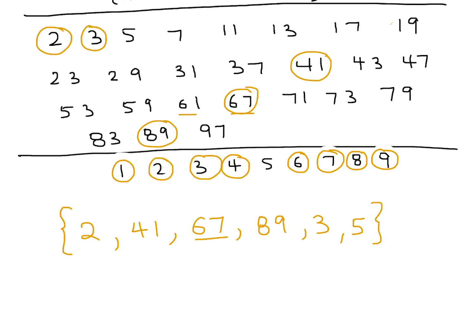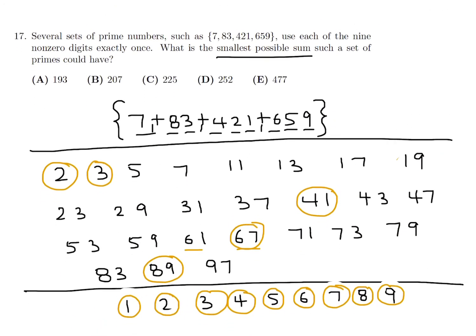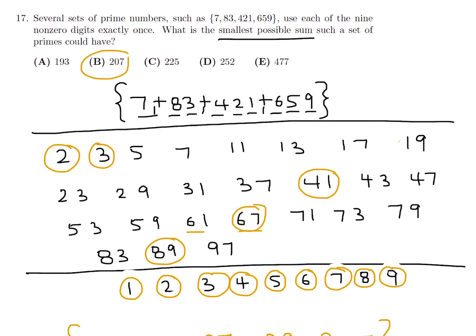All right, so I did it. A little bit of trial and error. So I got 2, which is a prime, 3, which is a prime, 5, 41, which is a prime, 67, and 89. So I created a set of primes that use all the digits from 1 to 9. Now I got to find their sum. So 2 plus 3 plus 5 plus 41 plus 67 plus 89. And this sum is 207. Okay? And let's see if that's one of the answer choices. It is. 207 is B.